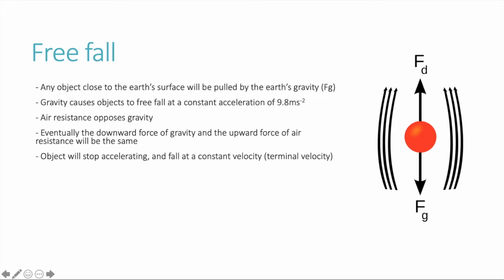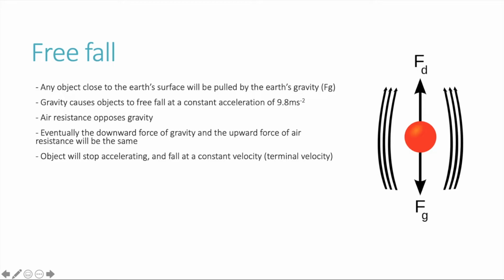So any object that's falling in the presence of the Earth's surface will be pulled by a constant acceleration of 9.8 meters per second squared. Okay, so that's a constant value. No matter what you throw off a cliff, it will fall at an acceleration rate of 9.8.